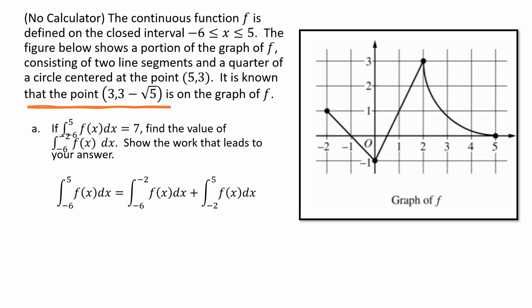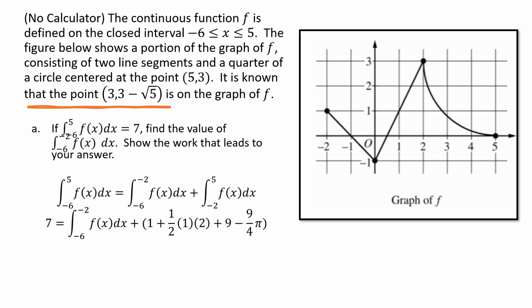From here, I'm literally plugging in what I know. So I know that the integral from -6 to 5 is 7. They told us that in the question prompt. I'm trying to find the integral from -6 to -2, so that's going to stay in my problem. And then I need to figure out what the value is from -2 to 5.